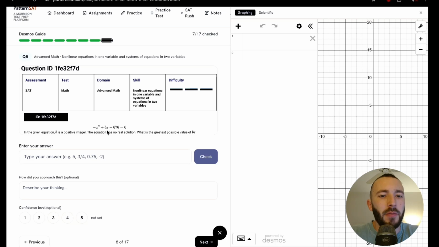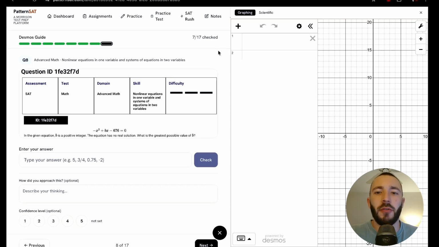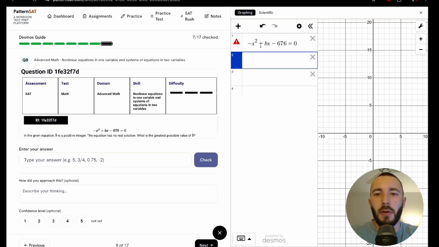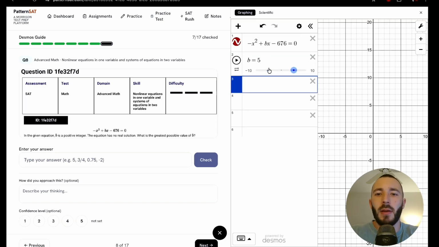Alrighty, now we've got some non-linear functions. Let's take a look at how we can do this. Again, I'm just going to type this straight in. Negative x squared plus bx minus 676 equals 0. Now, this is going to create a lot of issues because we have a b here that's not supported. So the way we could deal with this is if we type b equals like anything, 5, it creates a slider where we could adjust what b is.